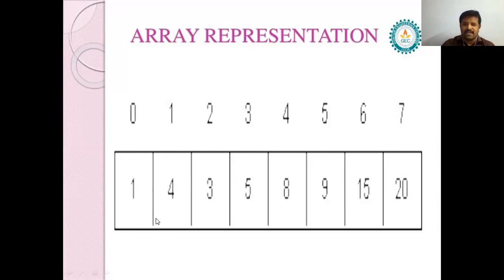Here the size is n. That is 8. n minus 1, 8 minus 1 equals 7. So the index value starts from 0 to 7. Okay.